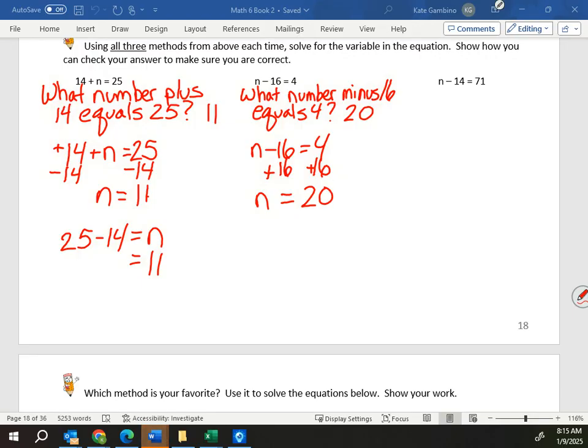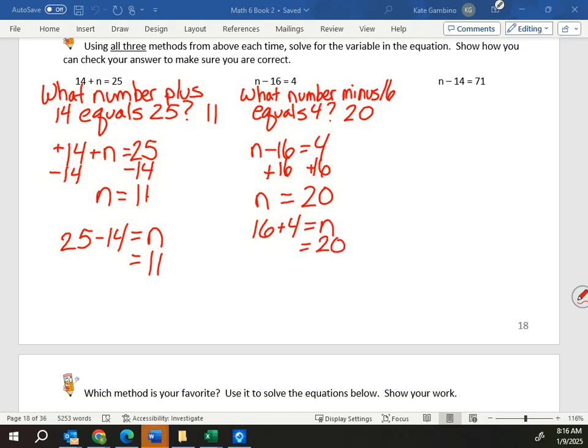Our last one that we have to show is our fact family. What fact family would help me to solve this easily? Emma. 16 plus 4 equals n, and we know 16 plus 4 is 20.